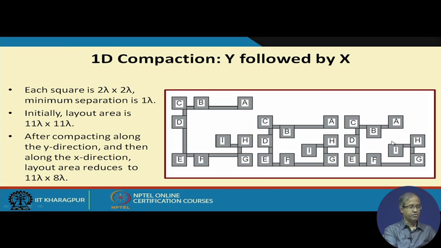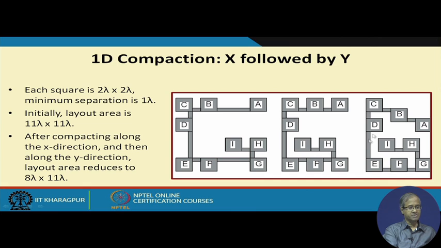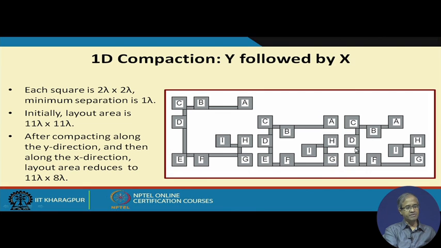Now, you try to do x compaction. C D E is already there, B F is already there, I you cannot move, H G also you cannot move, but A you can move, but it still remains 11, it does not reduce. Okay. So, your layout area still is 11 lambda by 8 lambda, it is not reducing because in the earlier case it was reducing like this in the x direction, here it was reducing in the y direction. Okay.